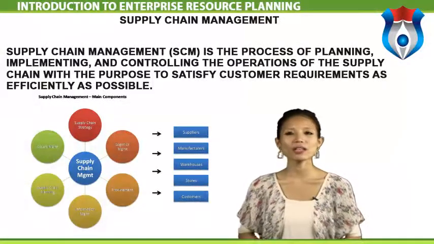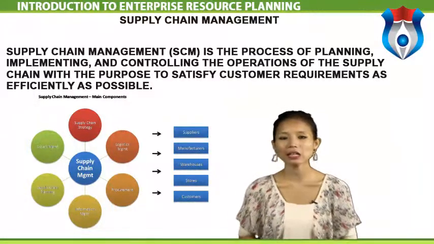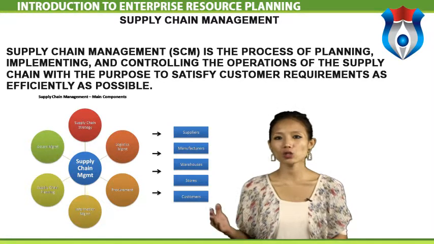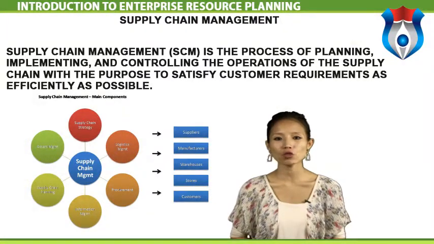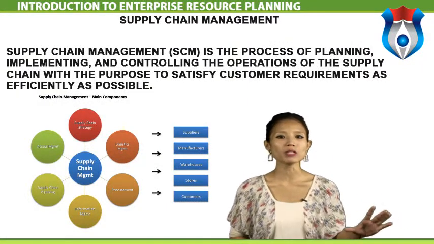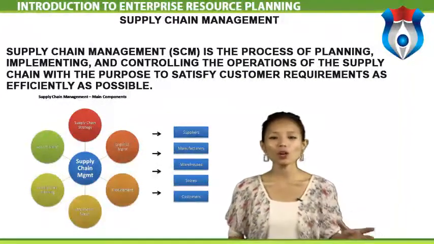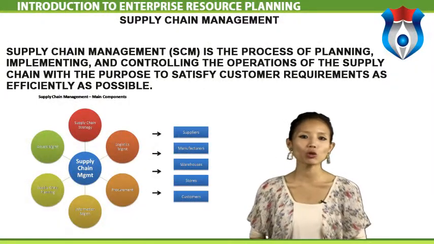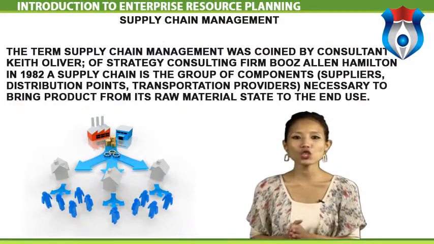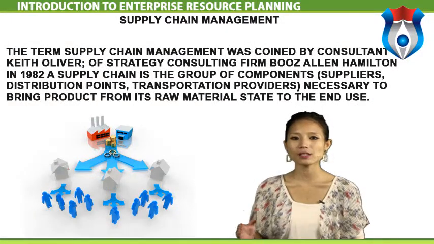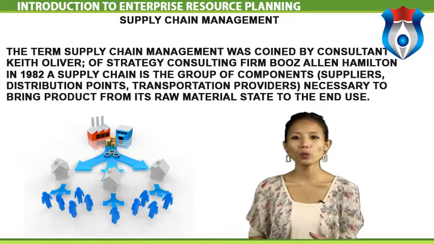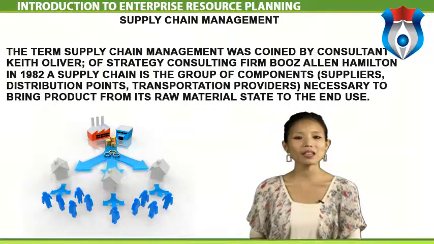Supply Chain Management (SCM) is a process of planning, implementing and controlling the operation of the supply chain with the purpose to satisfy customer requirements as efficiently as possible. Supply chain management spans all movement and storage of raw materials, work in process inventory and finished goods from point of origin to point of consumption. The term supply chain management was coined by consultant Kate Oliver of strategy consulting firm Booz Allen Hamilton in 1982.